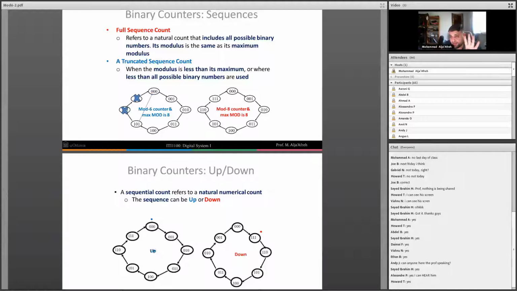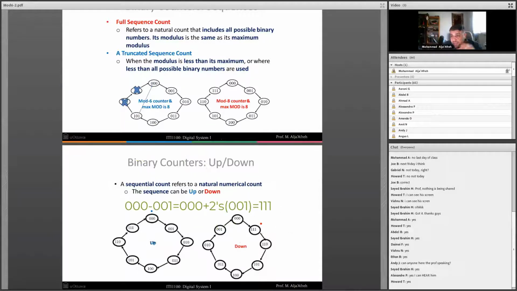Because we have 3 bits. As humans, we know that 0 minus 1 is equal to minus 1. But since we decrement by 1 with 3 bits, the state that comes before 0 will be 111, and the state that comes before 111 will be 110.